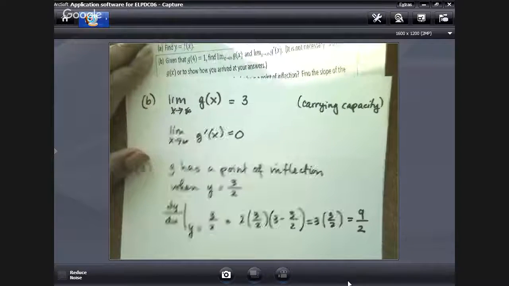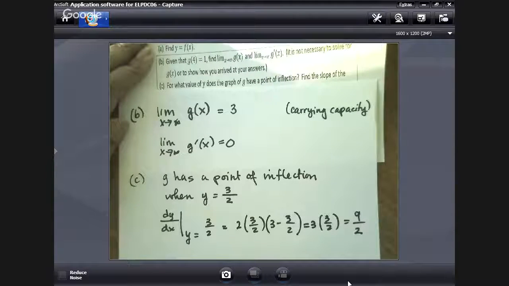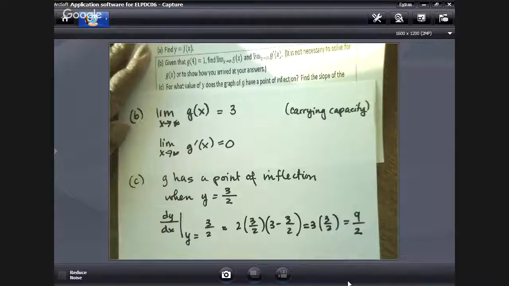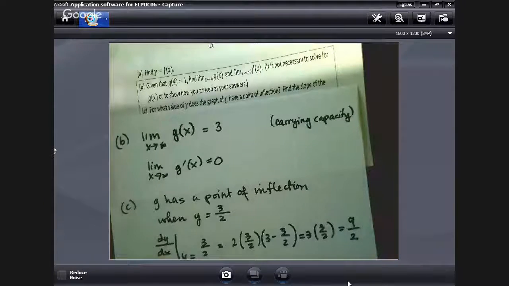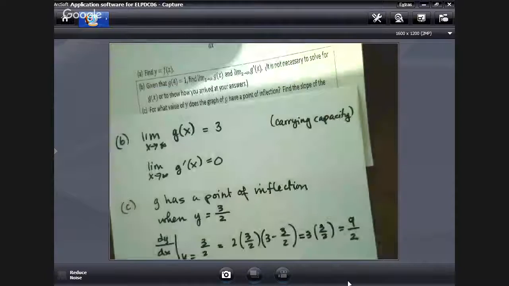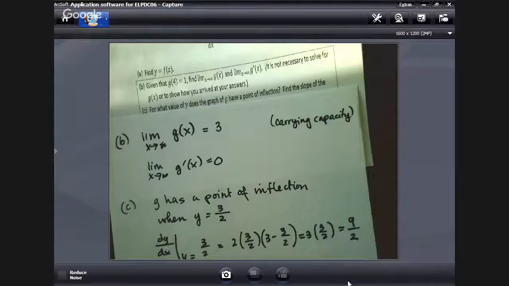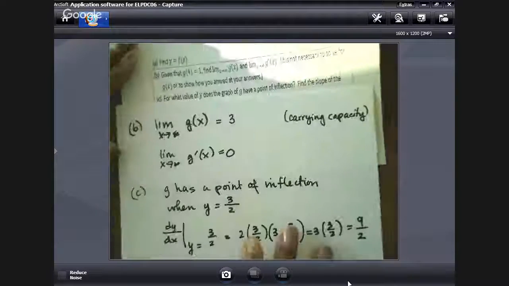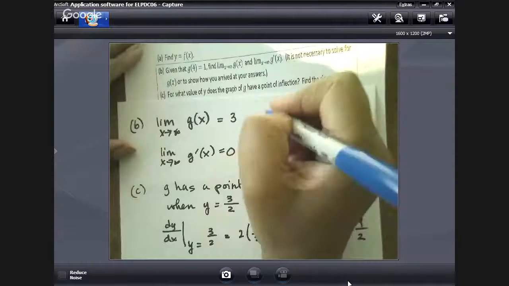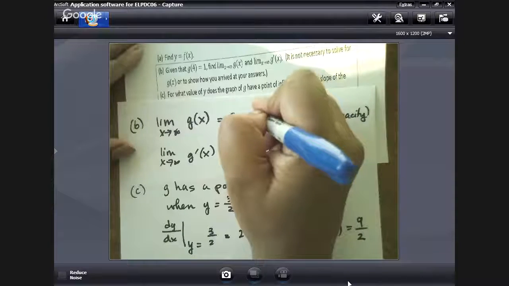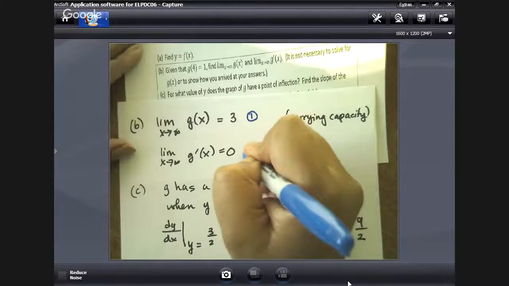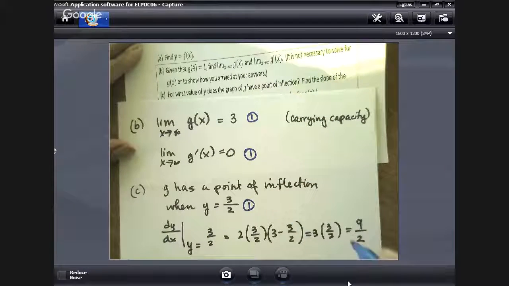So I hope that I didn't go too fast for you. It's pretty simple enough. These were pretty much worth 2 points for each part, right? So if I say that, that means that part A was probably worth 5 points. I could look it up, but we'll just go on my very educated guess here. 1 point for that limit, 1 point for that limit, 1 point for the y value, and 1 point for dy dx.